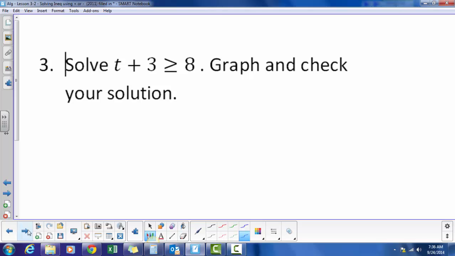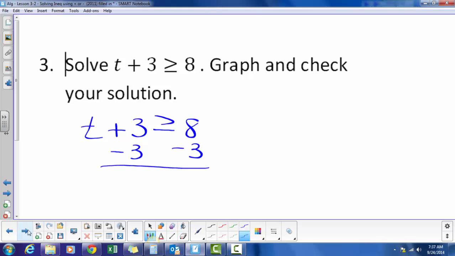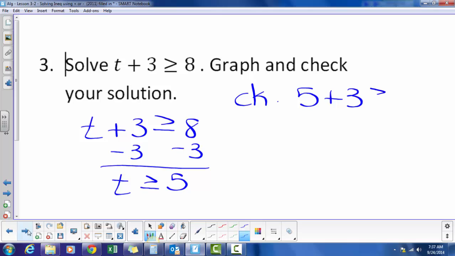My second example says solve t plus 3 greater than or equal to 8. Again, we're going to graph and check. In this example, I'm going to subtract 3 from both sides. T is greater than or equal to 5. I'm going to do the check. I'm going to substitute my solution 5 in for my variable. 5 plus 3 is greater than or equal to 8. 8 is greater than or equal to 8. That is true. And then I'm going to graph.